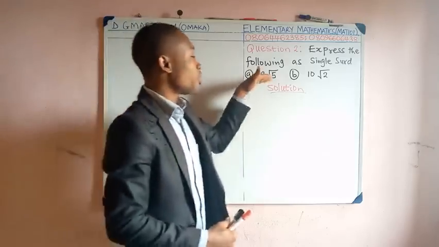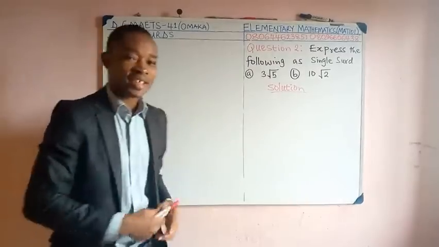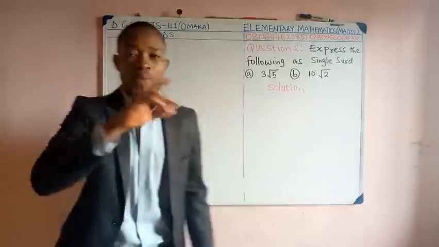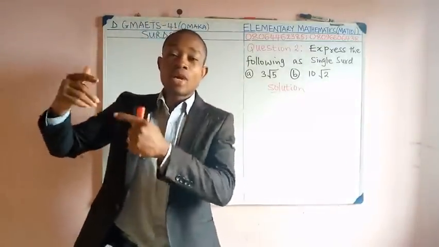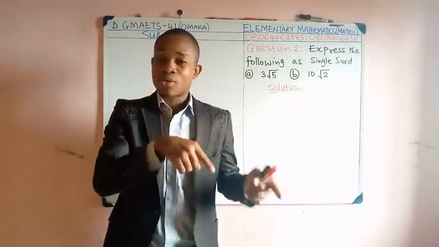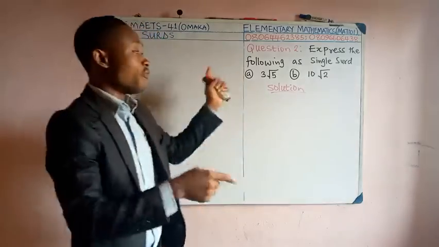So I've decided to bring out their answers so we can solve it, reverse the process, and see if we get the questions that we solved in question 1. So please, at the end of solving this question, compare it with question 1 and see that we obtained the question that was given to us there. Because in question 1 we were given a single surd, and then we solved and got a mixed surd. So this time around we are reversing the process.